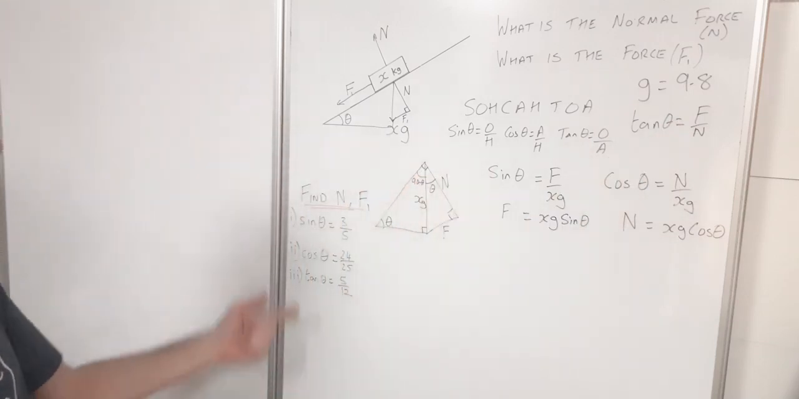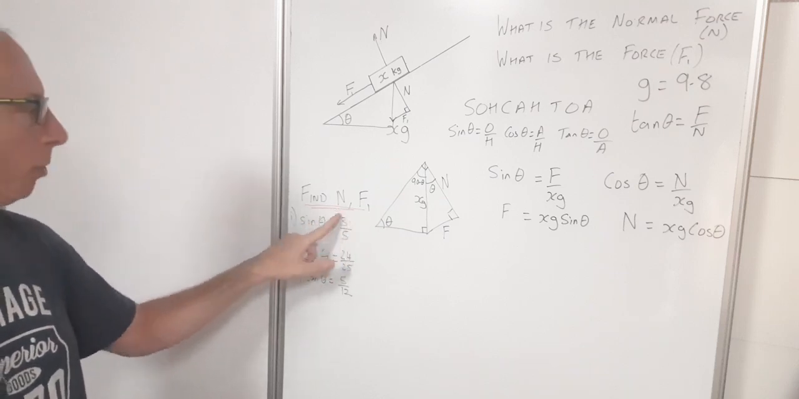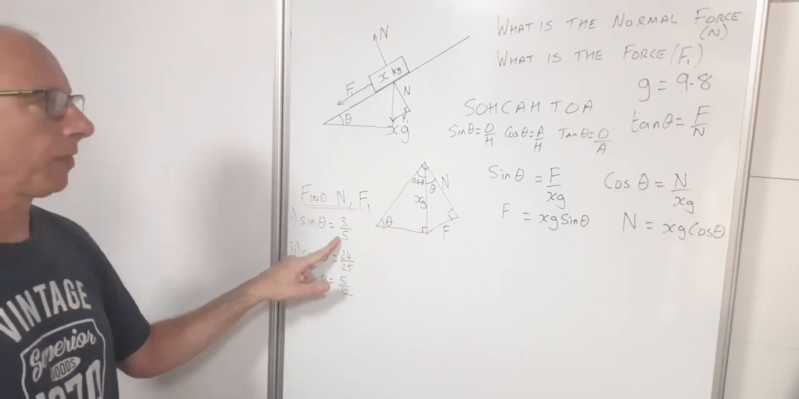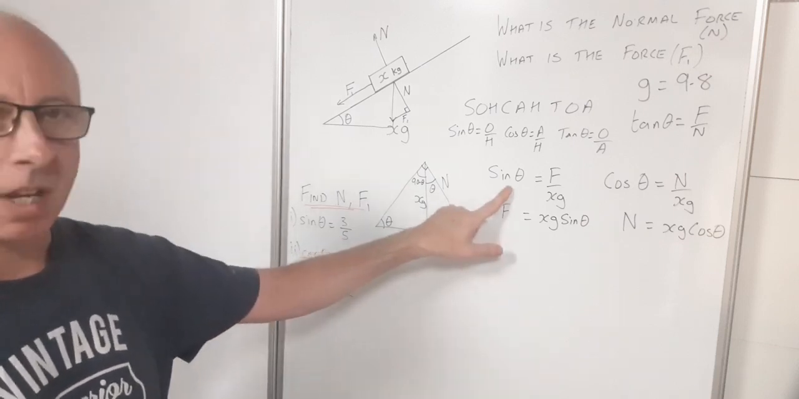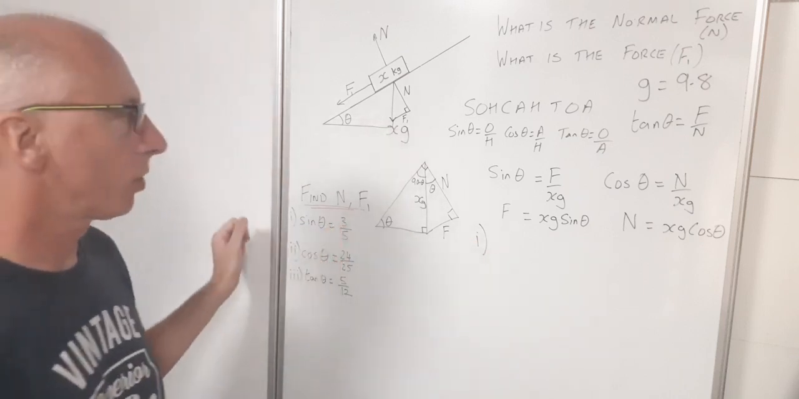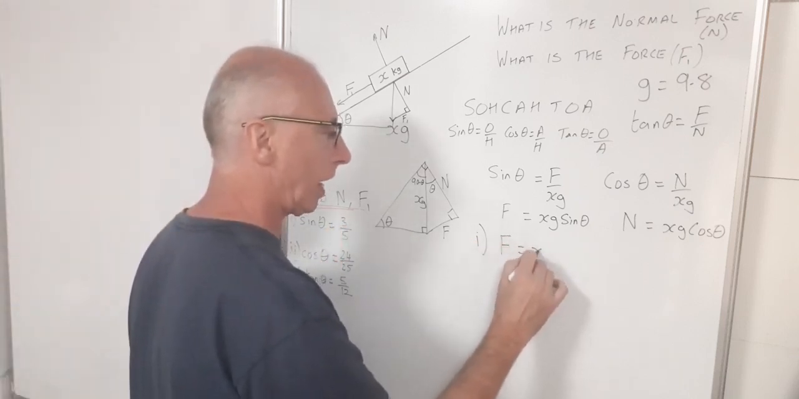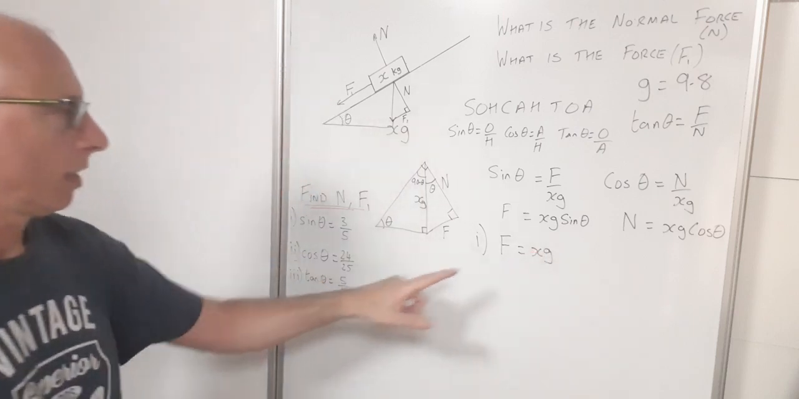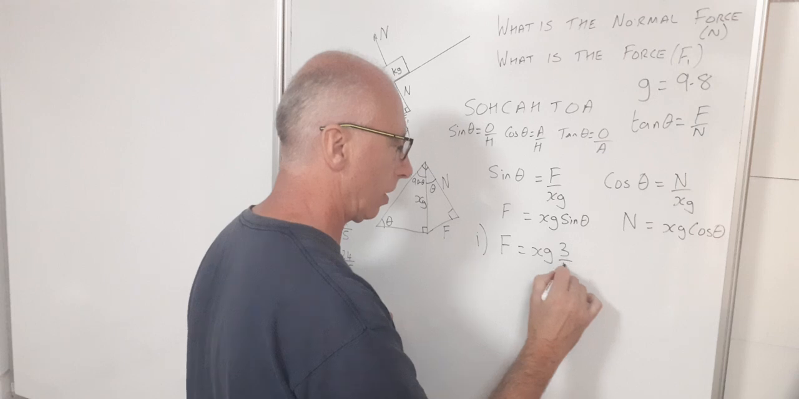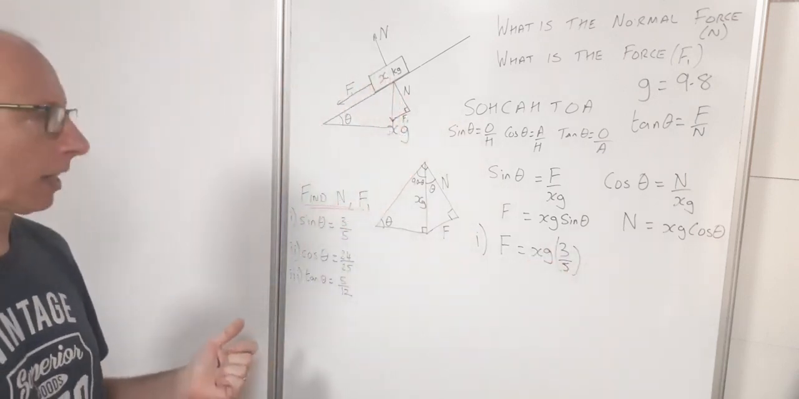Okay, right. So now I've got some questions here. Find n and f1, so normal force and f1, if sine theta equals 3/5. So let's go into part 1. Sine theta equals 3/5, so therefore my force equals xg sine theta, which is 3/5 xg. So 3xg over 5 basically.